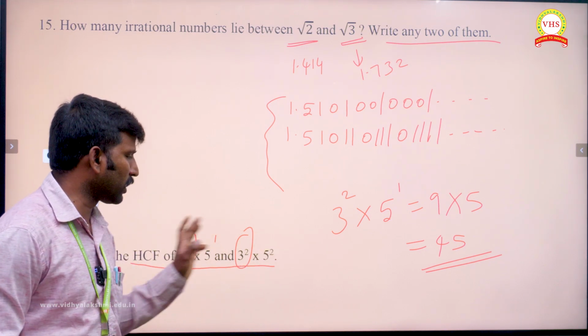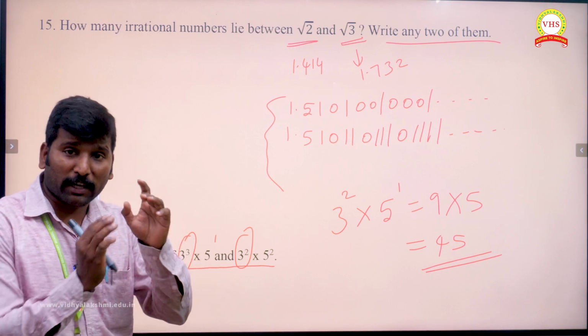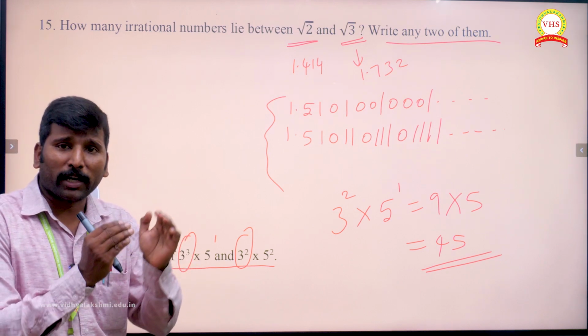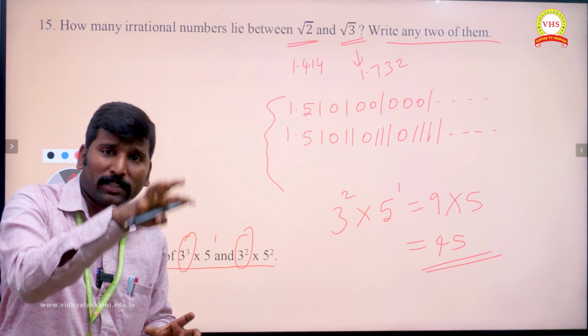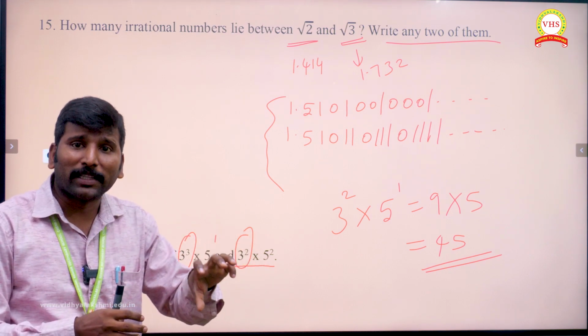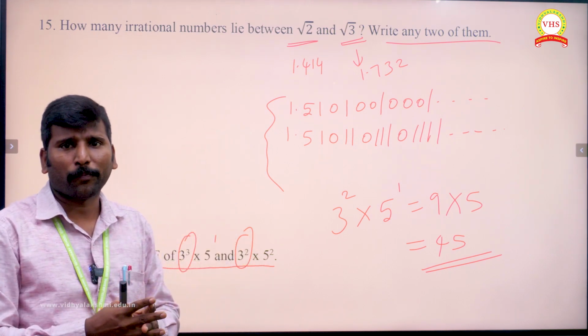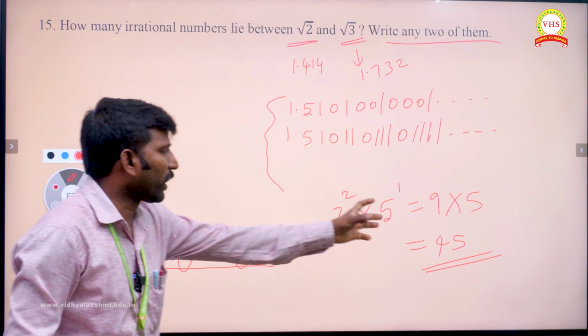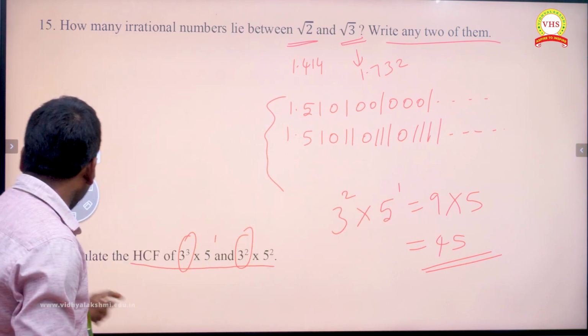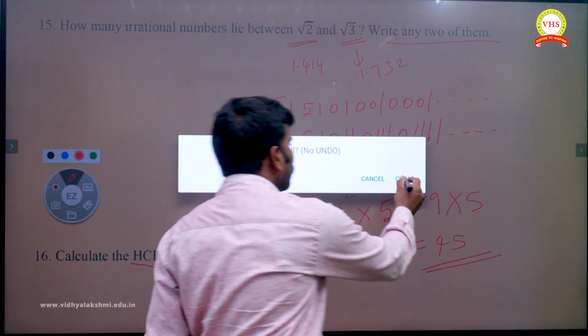This is simple actually. HCF they are asking. HCF in the sense, the definition you must know: product of common least powered number. Common, and at the same time it should contain the least power. Both should be satisfied. Then you can write like this. Okay. That's it. And we'll go to question number 16.